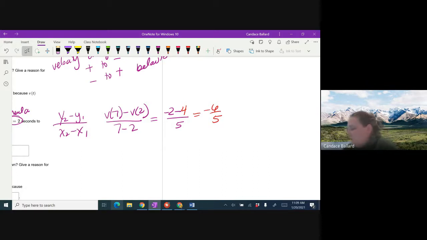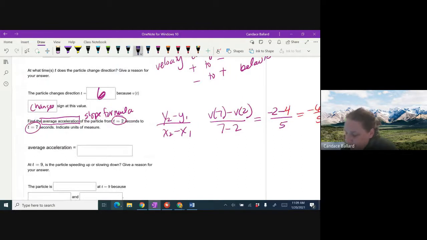There we go, meters per second squared. And I totally missed that. So if it says indicate units of measure, and you'll notice on one of the questions, I separated the answer from the units of measure, so that way it kind of grades it separately. And I might do that on the test too, so watch for that to happen.